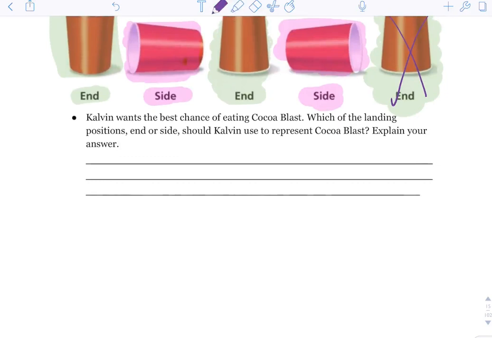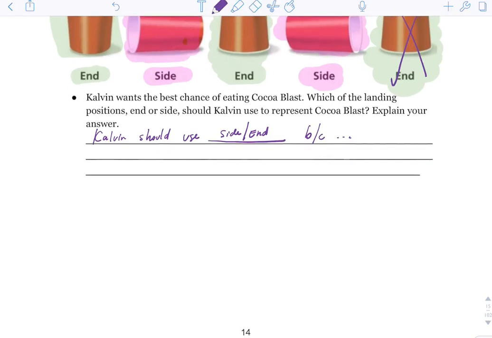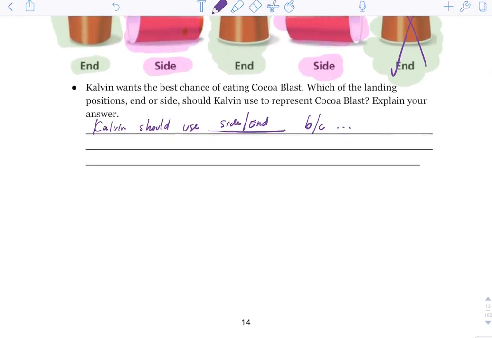It says, which of the landing positions, side or end, should Calvin use to represent Cocoa Blast? You should write in, Calvin should use, fill in the blank, and your options are side or end. You choose one because, and then give us a reason. Because it's more likely, there are more possible outcomes on the side, there are more possible outcomes on the end, whatever it might be. I'm going to make a prediction. Okay, pause the video for about 3 to 4 minutes, write down a prediction. Okay, I'll go ahead and unpause the video.